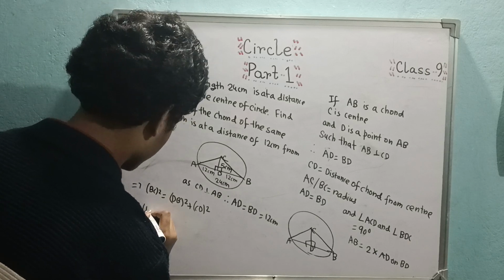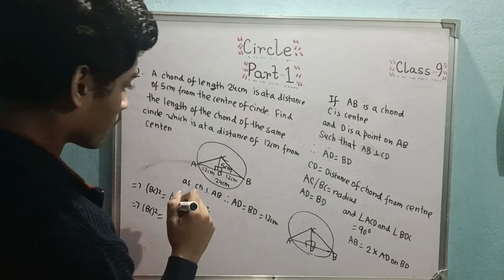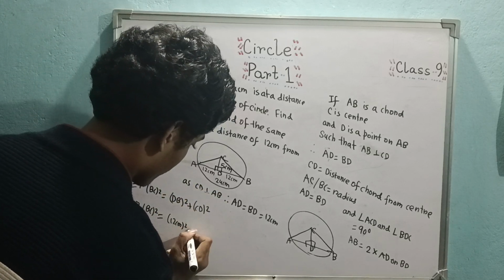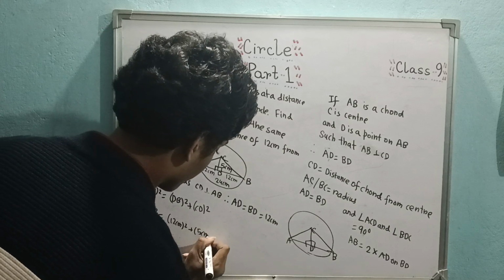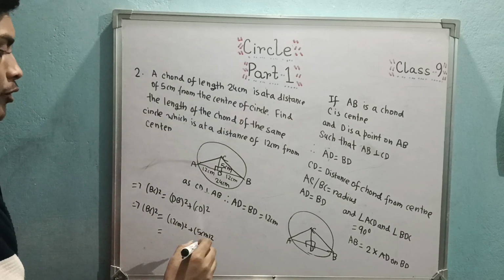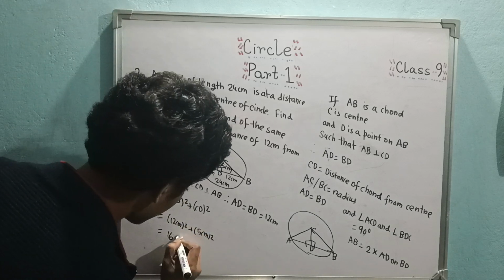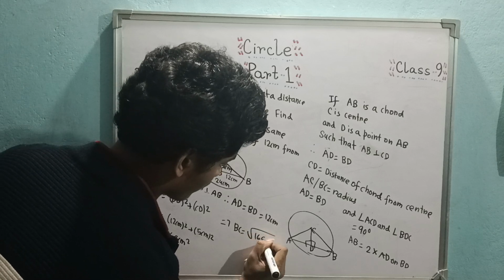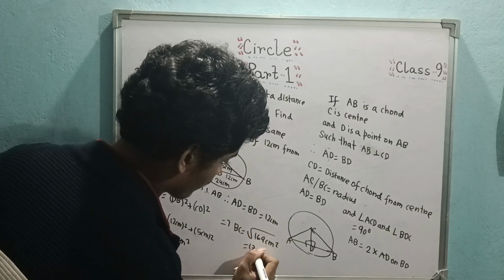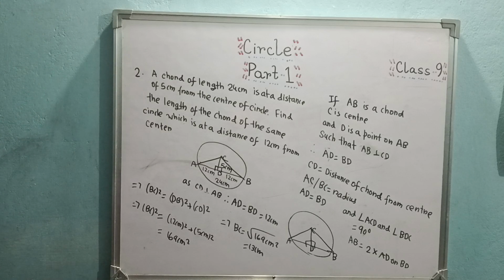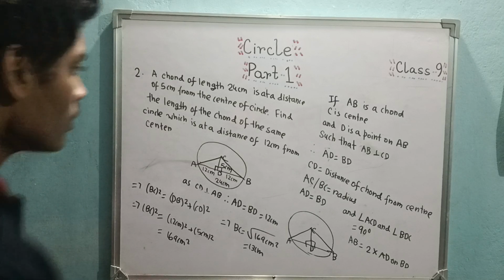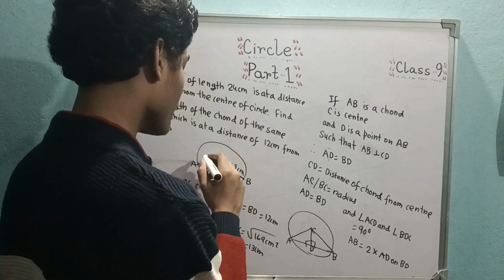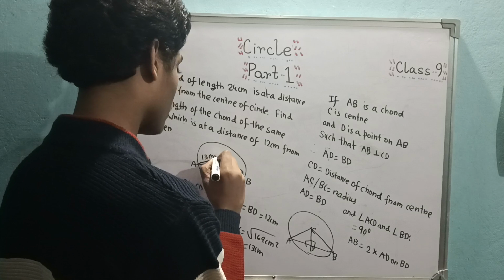BC square equal to, DB is 12 cm, CD is 5 cm. So if you calculate it, it will be 169 cm square, or BC equal to root of 169 cm square equal to 13 cm. So we have got the BC, which is radius. So AC is also the radius, so it should also be 13 cm.